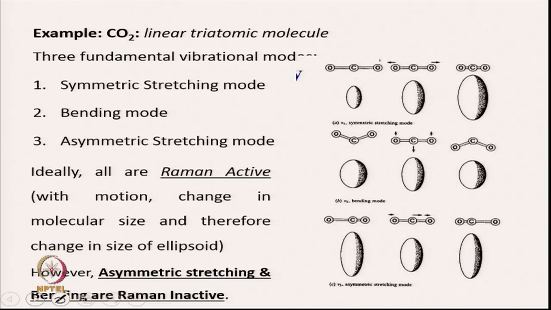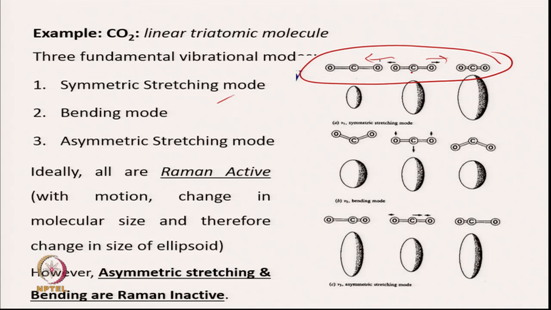One is symmetric stretching mode, and that is shown here. So, this is a molecule and you are basically stretching these two bonds. So, extension this side, so stretching is happening. When stretching happens, you get this, when contraction happens, you get this molecule. So, both bonds are getting stretched, here both bonds are getting compressed. So, if that happens, you see that the molecule has symmetrical stretching mode.